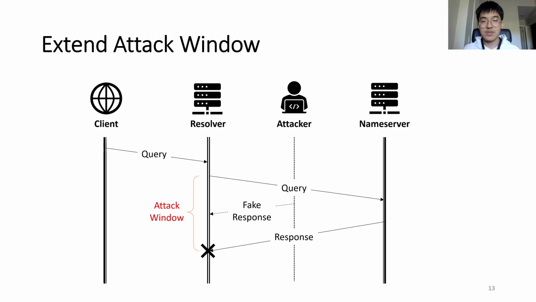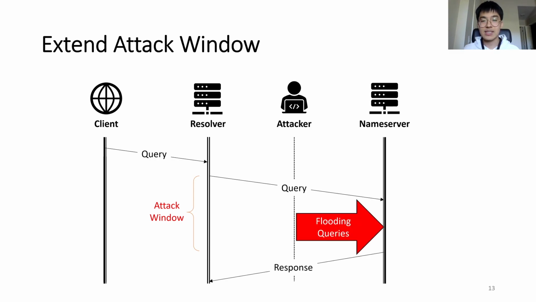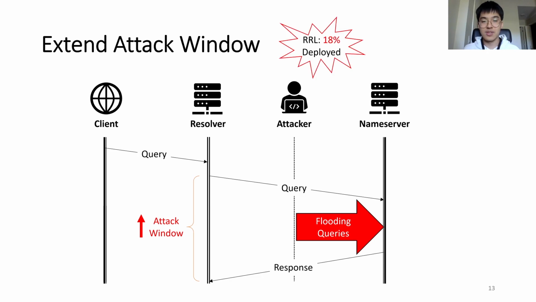To increase the attack window, we can simply flood the query traffic to overwhelm the name server. In fact, we found a bad name server can be easily overwhelmed by flooding random queries at less than 100k PPS. Furthermore, we also noticed at least 18% of name servers among Alexa top 100k sites deploy the response rate limiting. This allows us to easily mute those name servers at an even lower packet rate around 4k PPS.